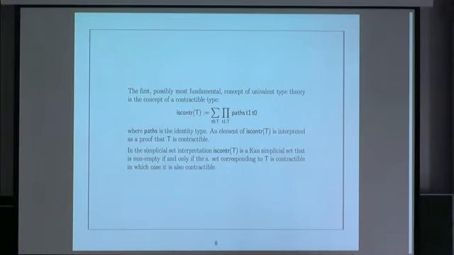In the simplicial set interpretation, is-contr T is a simplicial set that is non-empty if and only if the simplicial set corresponding to T is contractible. And in this case, is-contr T is also contractible, which is an important fact. So we know what is a one-point set.